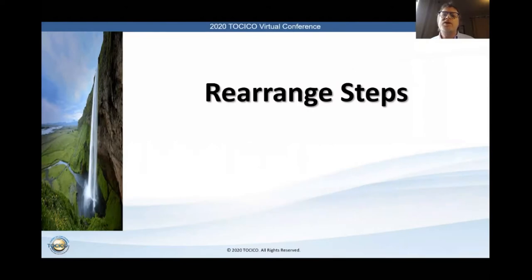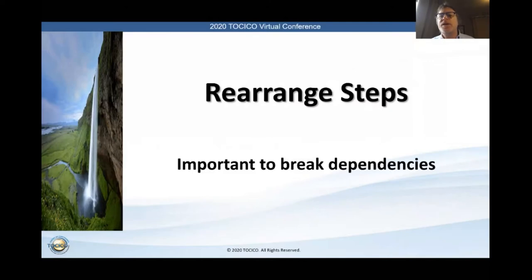Perhaps the most effective, but also the most challenging strategy is to rearrange steps in a process. This is particularly important when we identify dependencies that introduce delays and need to be broken.